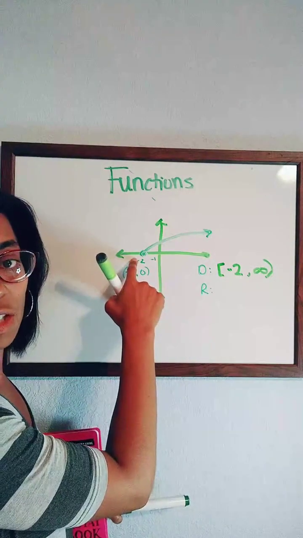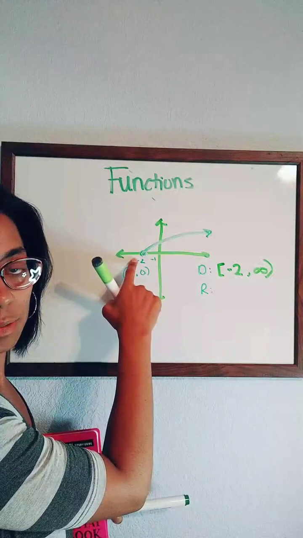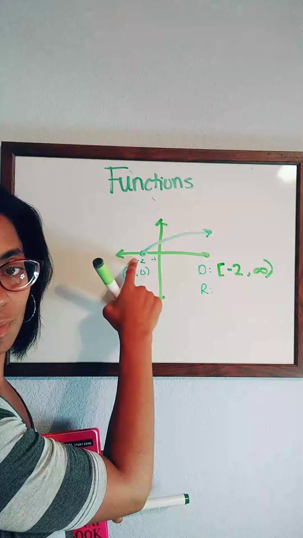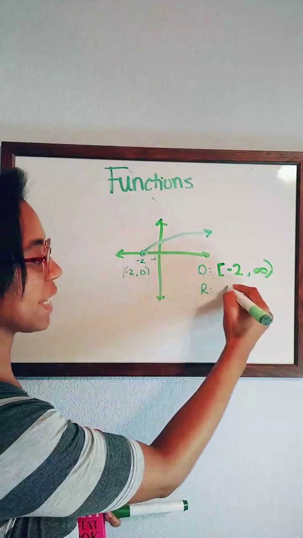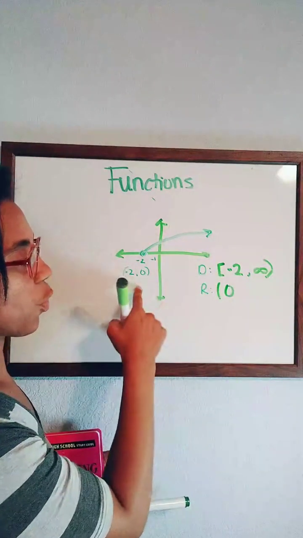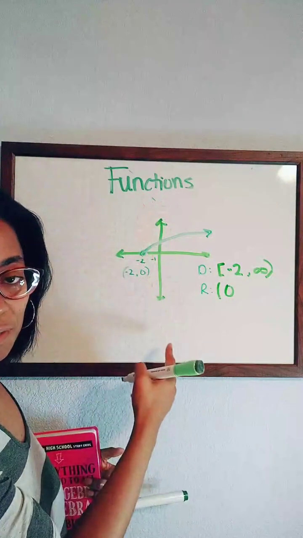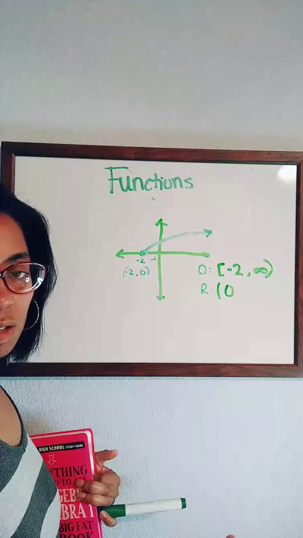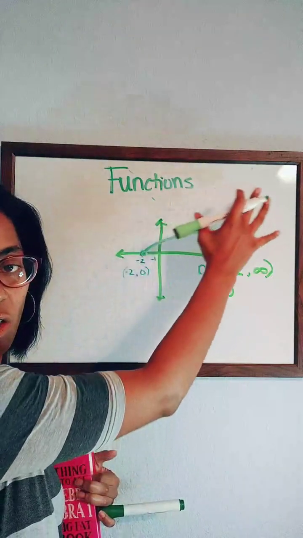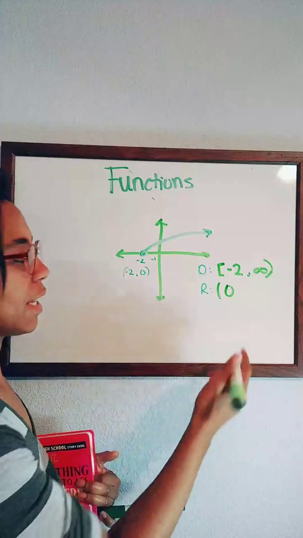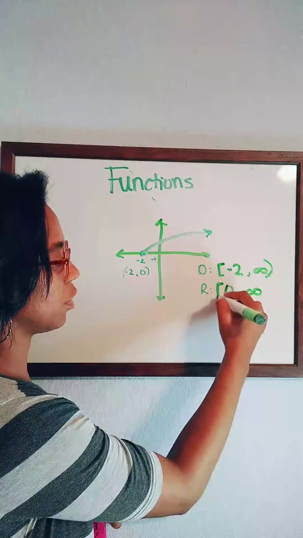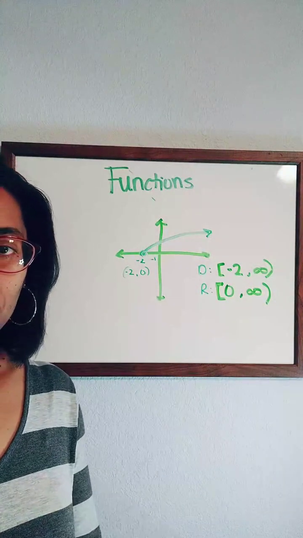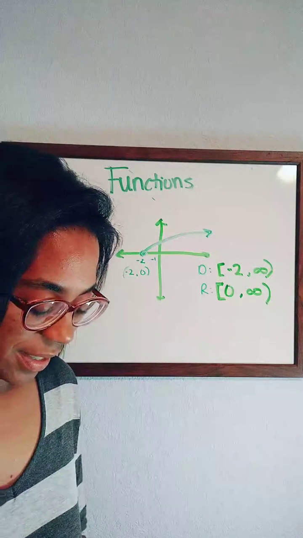Where does it start? At what number does the range begin? Thank you, Joseph. It starts at 0. And it goes to where? Does it go to positive infinity, negative infinity? Is it only at 0? So it starts at 0 and it extends all the way to infinity. That would be your range and your domain. Very good, everybody.